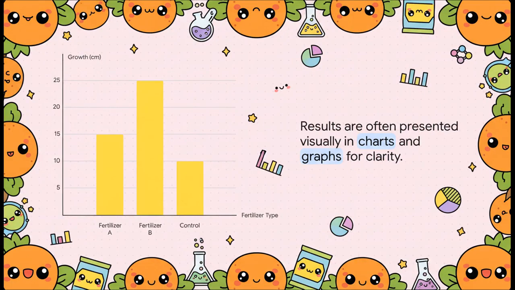And look, the best way to show these facts is visually, right? With clean charts, tables, and graphs. For example, if you were testing different fertilizers on trees, a simple bar chart like this tells the story instantly. It's all about making the data clear and objective.